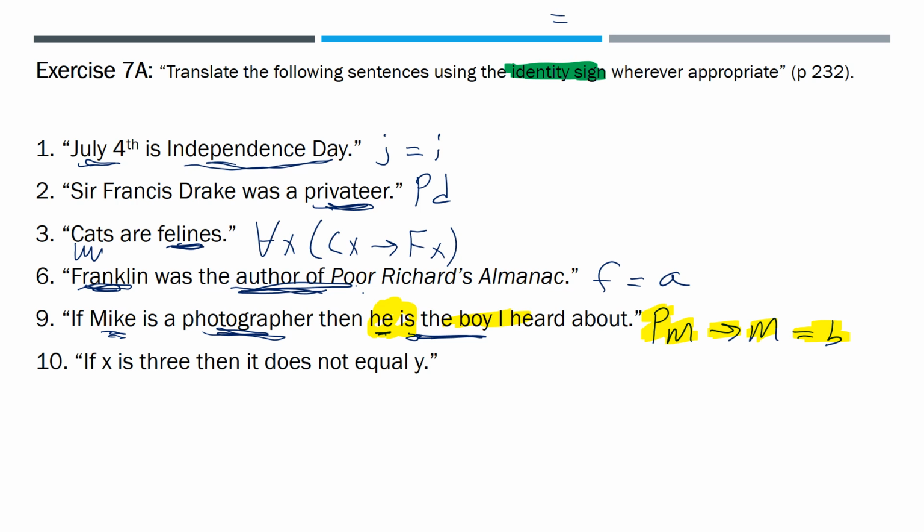Number 10, if x is 3, then it does not equal y. So x is 3, we have an identity, and then an identity is being denied in the consequent. So we have if x equals 3, then x does not equal y.